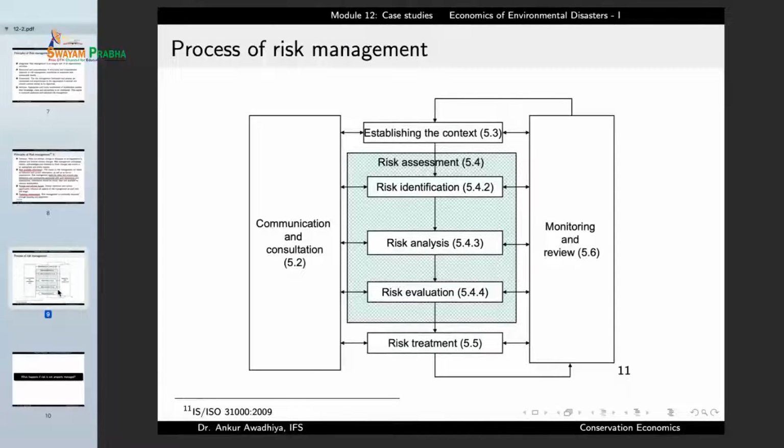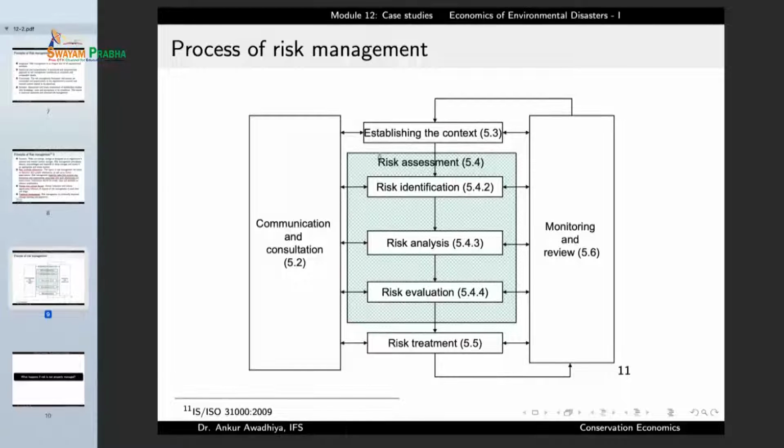So the process of risk management comprises communication and consultation, monitoring and review, establishing the context, risk assessment, and risk treatment. So what happens in the case of a good risk management strategy is that we begin with things such as communication with the stakeholders, consultation with the stakeholders, and getting to know everything that can be known about this particular risk. Then we establish the context. What is the site of the place where the industry is going to be set up? What is the setting of this area?